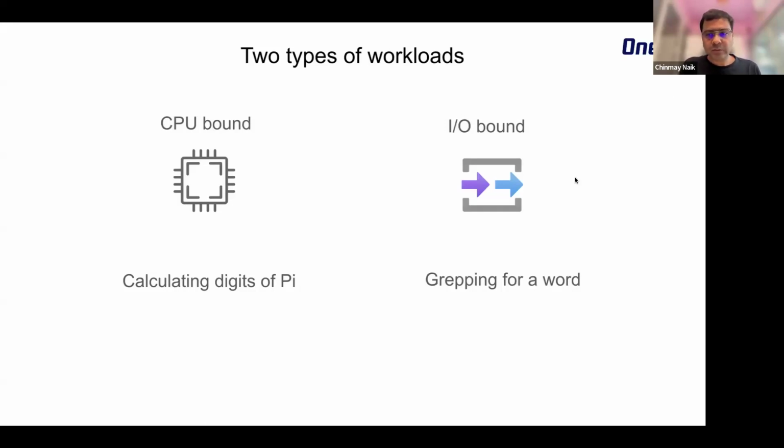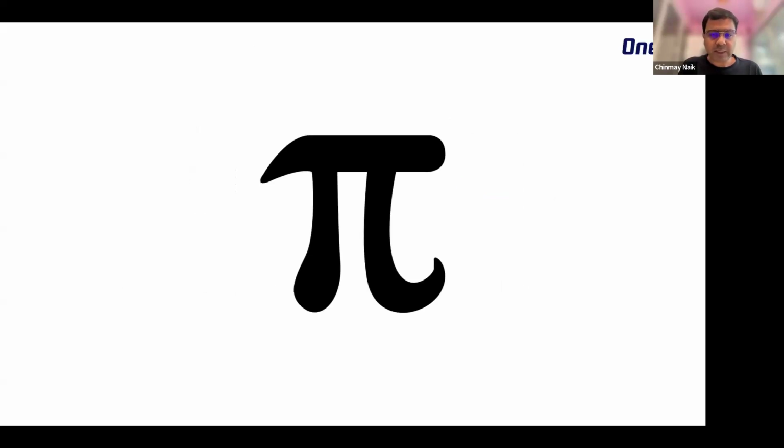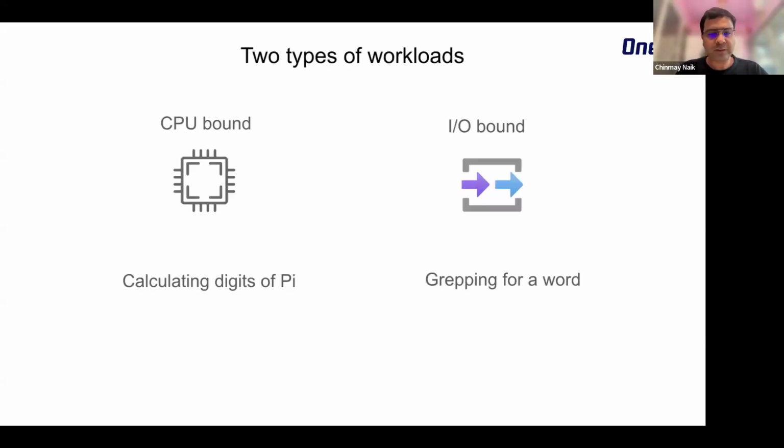So what I want to do right now is take one example of a CPU bound workload, especially calculating pi. I was thinking, is there a possibility to have, for example, let me go back. Is it possible to devise some algorithm that calculates digits of pi, which can be parallelized?